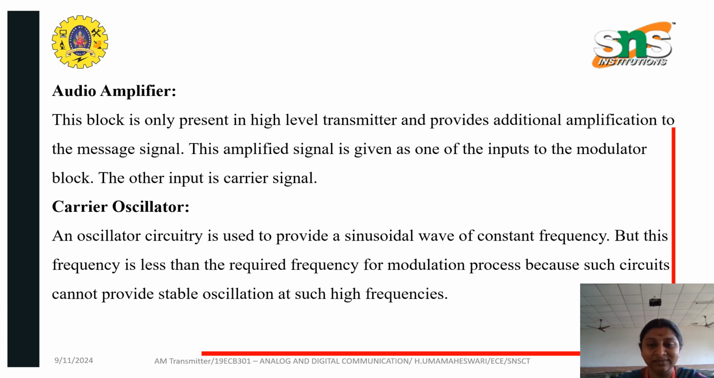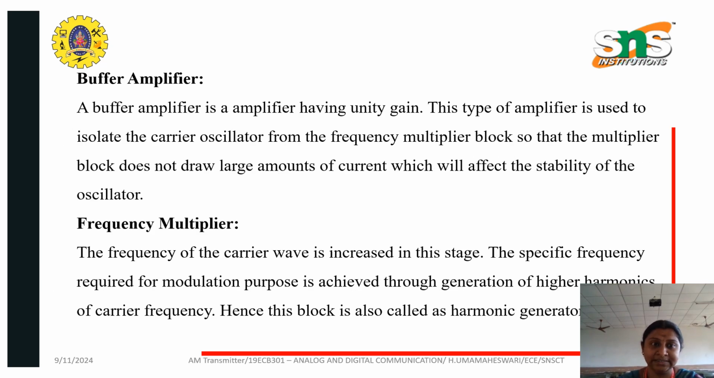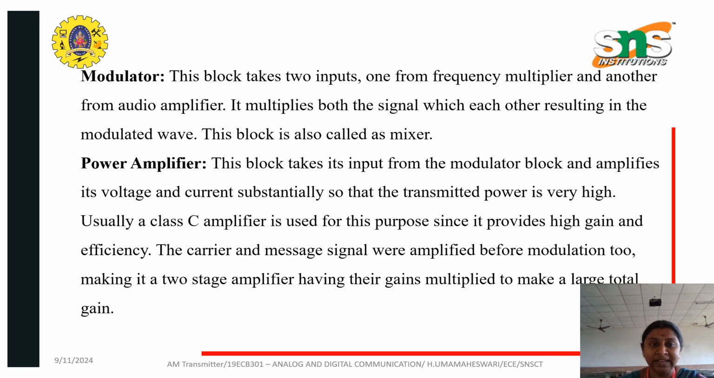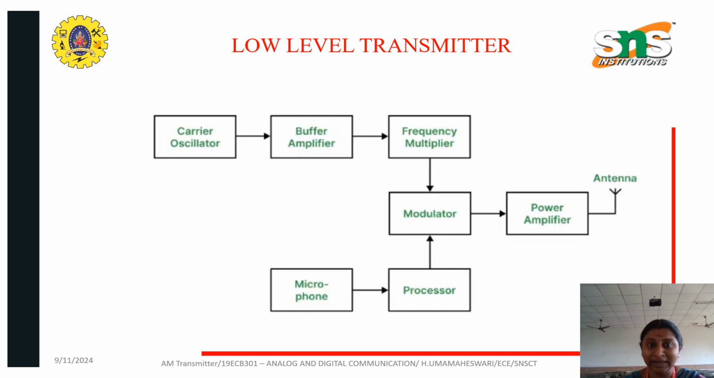This amplified signal is given as one of the inputs to the modulator block. The carrier oscillator is mainly used to provide the frequency, and here the frequency is less than the required frequency for the modulation process, because such circuits cannot provide stable oscillation at such high frequencies. Then the buffer amplifier is a unity gain amplifier. The frequency multiplier increases the frequency in this stage. The modulator multiplies both the signals. The power amplifier takes its input from the modulator block and amplifies it.